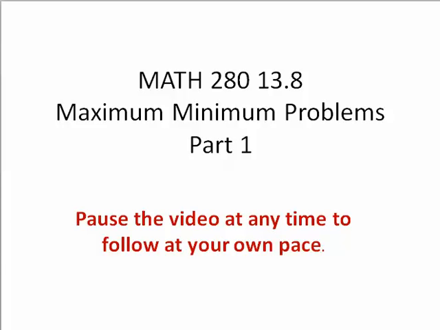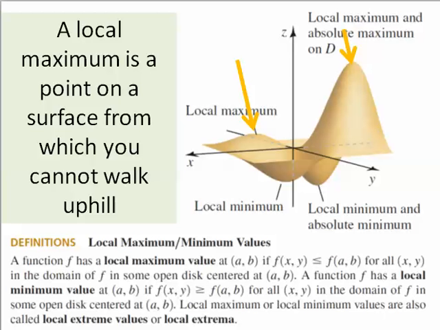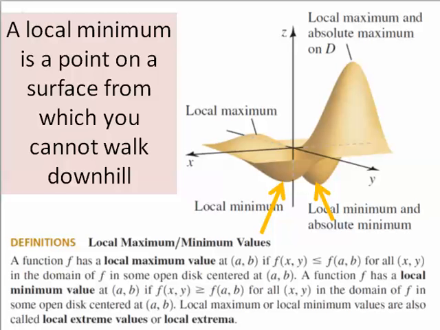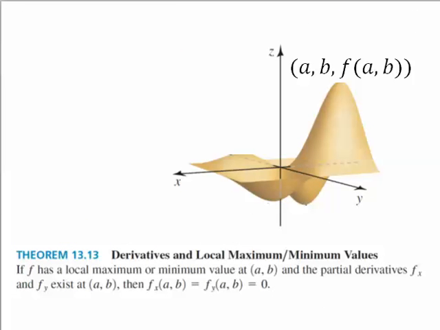13.8 Part 1. A local max is a point on a surface from which you cannot walk uphill, while a local minimum is a point on a surface from which you cannot walk downhill. If a point is a max or a min and the partials exist, then both partials are equal to 0.